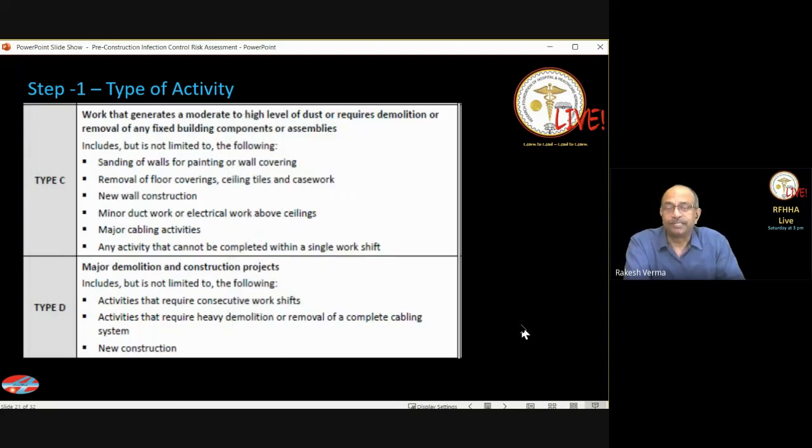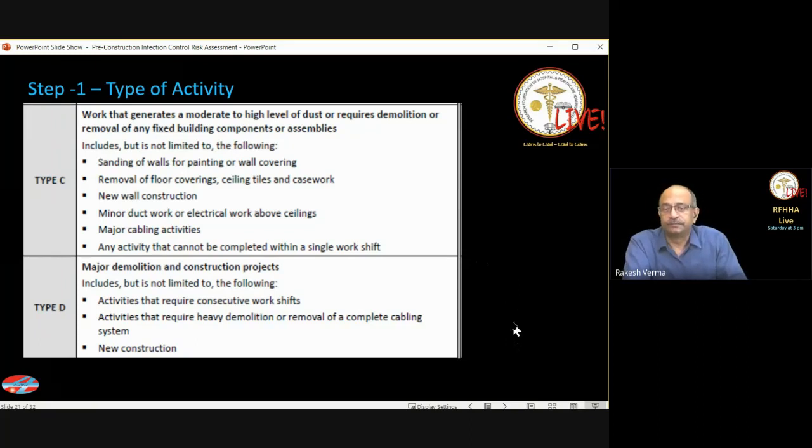Type C activities will be where the work generates moderate to high level of dust. Many examples are here. When you are undertaking painting or whitewashing or such activities on the wall, and you are removing the previous layer of paint, or you are scrubbing it, or you are sanding the walls, that will qualify as the type C. And the other examples are also given.